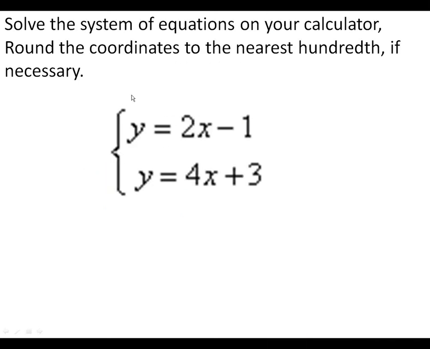And this is what we're going to do next. This is a system of simultaneous equations, and that'll be the next screencast.